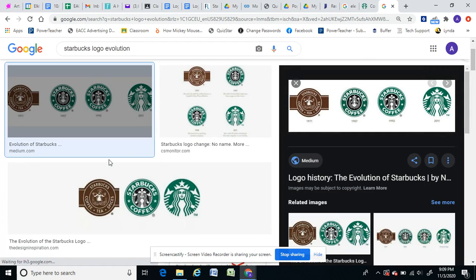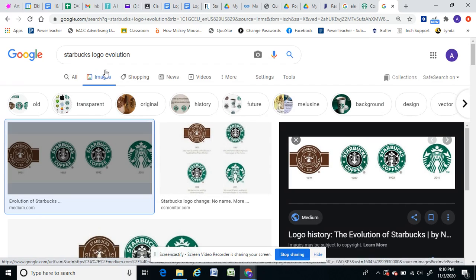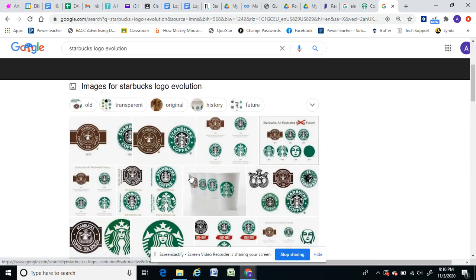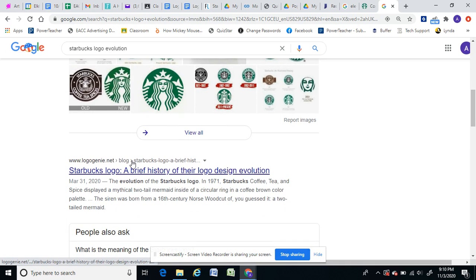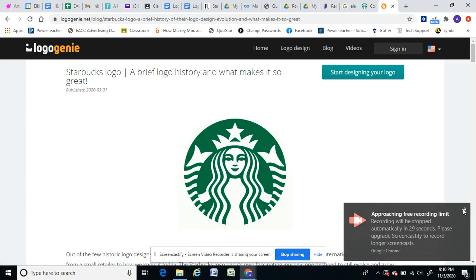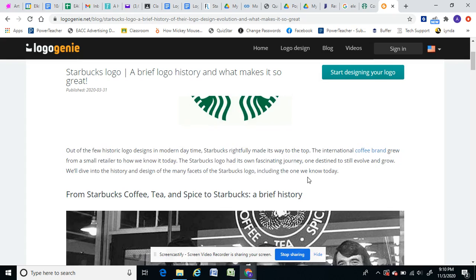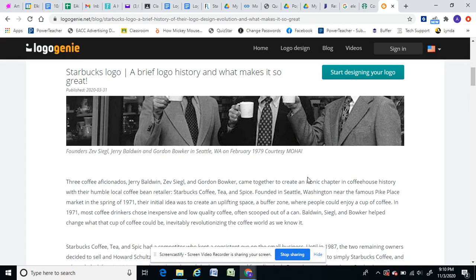So this one, for example, shows what the logo looked like in 1971, then how it changed in 1987, how it changed again in 1992, and then how it changed again in 2011. And if you can find information, maybe instead of going to images, you might just go to all and see if you can find some information out about the changing of the logo. So here's a Starbucks logo, a brief history of their logo design evolution, and hopefully I will find some information on here about how the logo has changed and why it changed over the years.